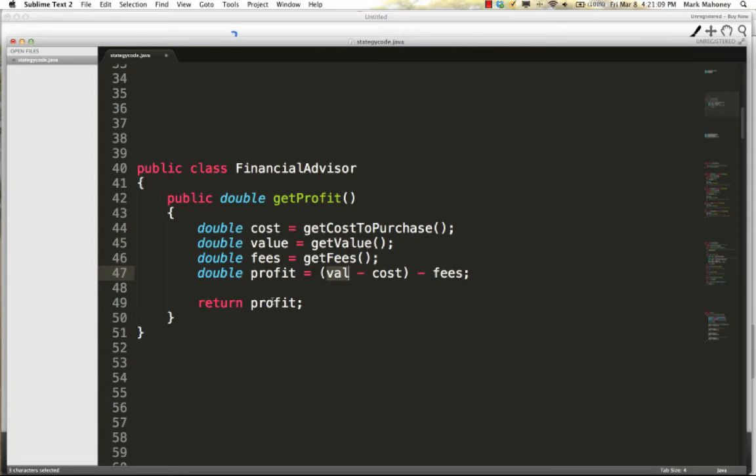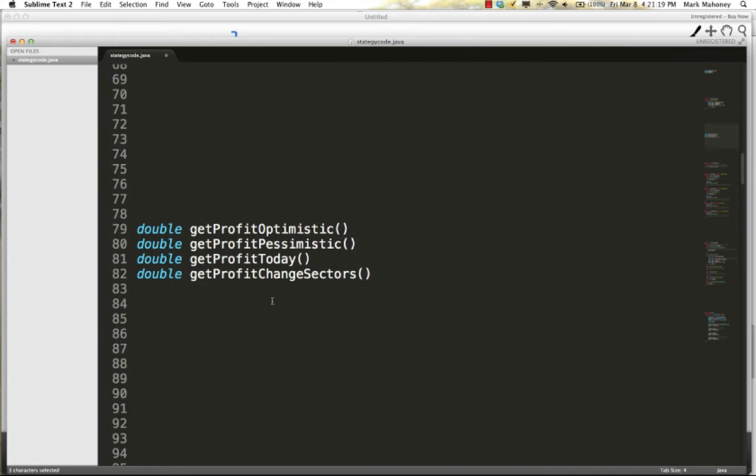However, getting the value of the portfolio is different because the advisor wants to be able to experiment with different market conditions. So we wouldn't want to introduce additional methods to this class, right? Before we had just a single get profit. Your instincts might say, well, let's just add a get profit optimistic and get profit pessimistic and get profit today and get profit with changing sectors.